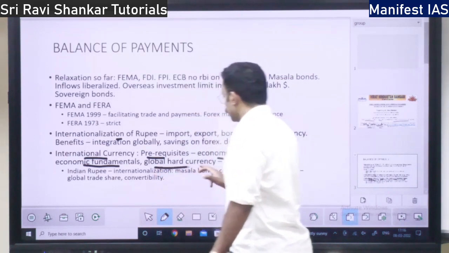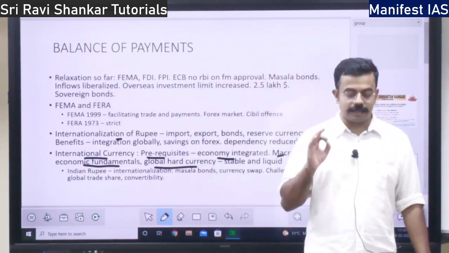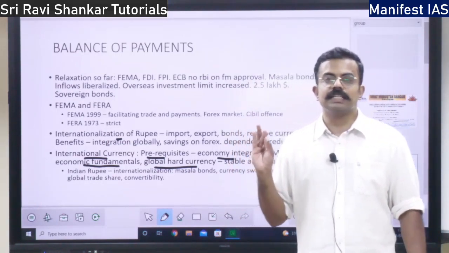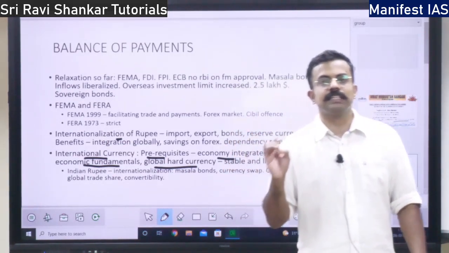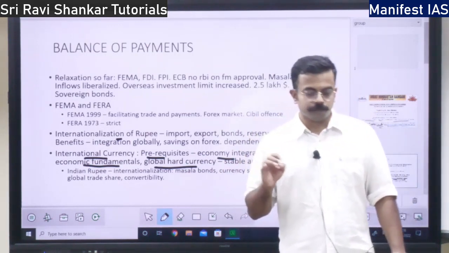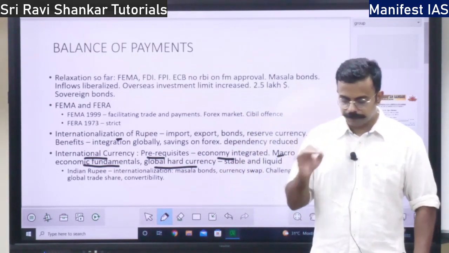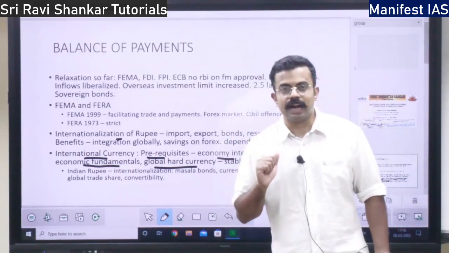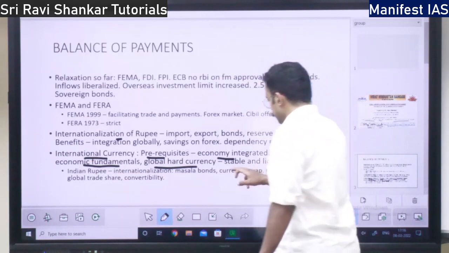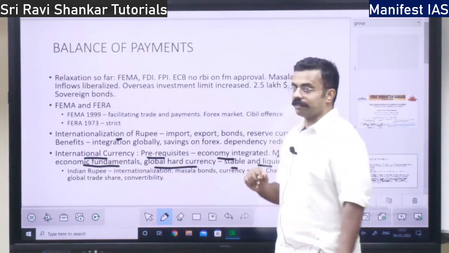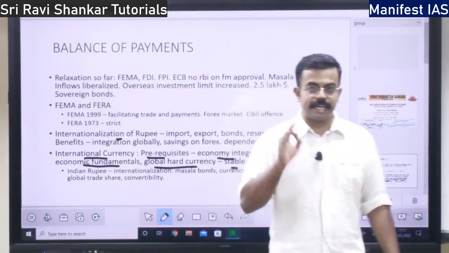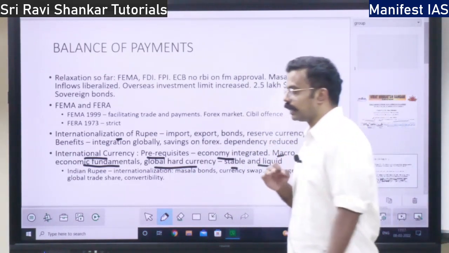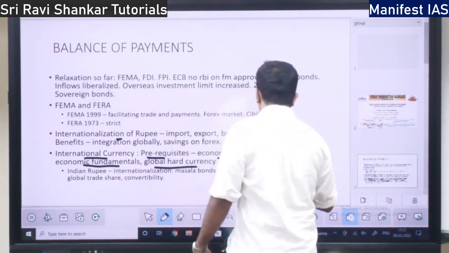Apart from that, that currency should be a global hard currency. There are two types of currency: one is soft currency, another is hard currency. Which is a hard currency? That currency which is stable. The exchange rate of that currency doesn't vary frequently. It is stable. That is a hard currency. It is stable as well as liquid. That particular currency should be stable in the first place and there should be a lot of liquidity. Then that particular currency can be called a hard currency.